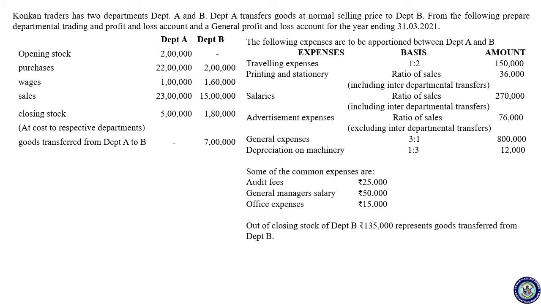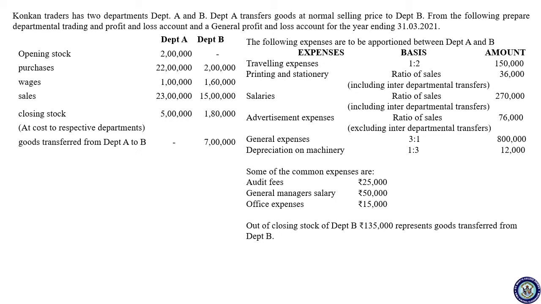Then there is general expense and depreciation. They have given the ratios 3:1 and 1:3. Next, they have given some common expenses. Common expense means the expenses which cannot be apportioned between two departments. So it should be taken in the general P&L account. That is audit fees, general manager salary, office expenses.